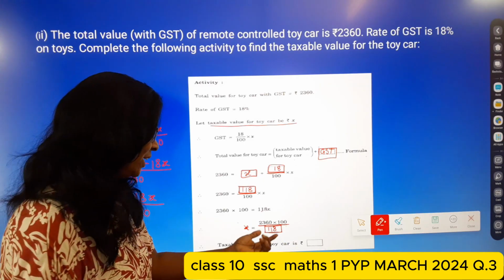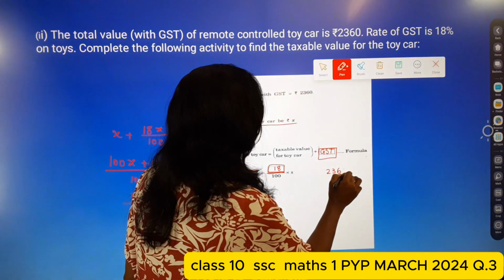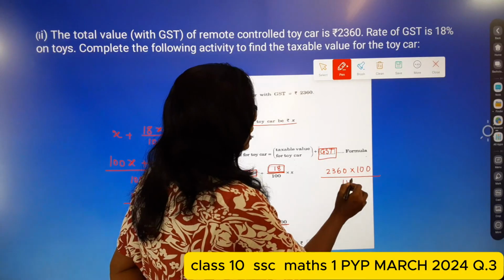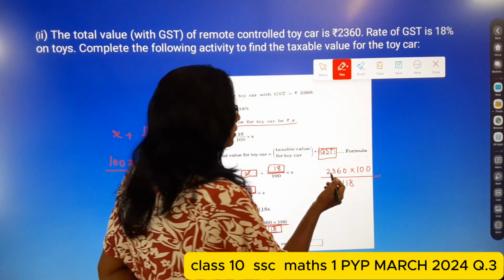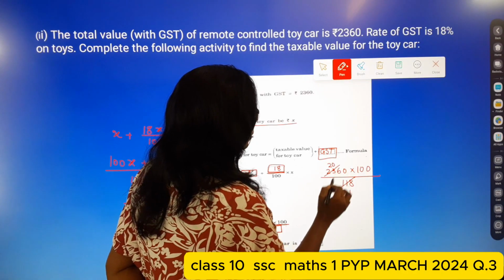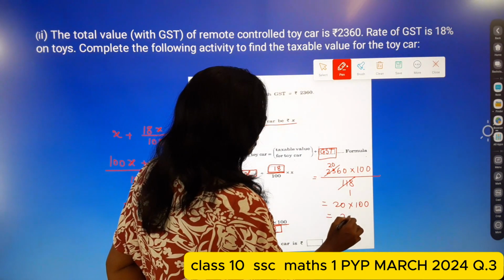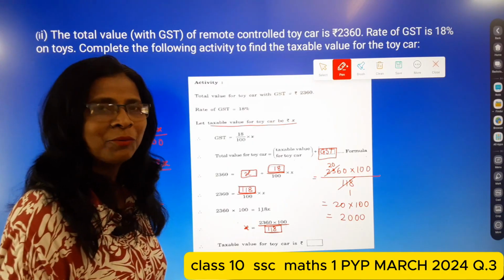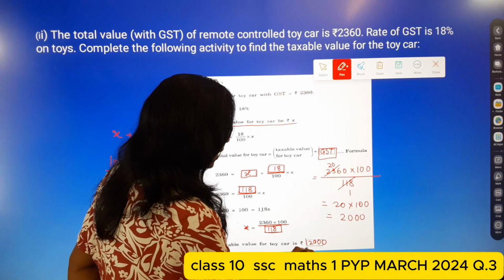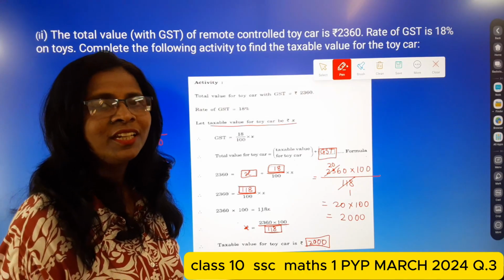First we calculate this: 2360 multiply 100 divided by 118. Now 118 twos are 236. So here 1, here 2 and the 0. That means 20 multiply 100, that means 2000. So here our final answer is rupees 2000. Okay, very easy, students. So now see the next question.